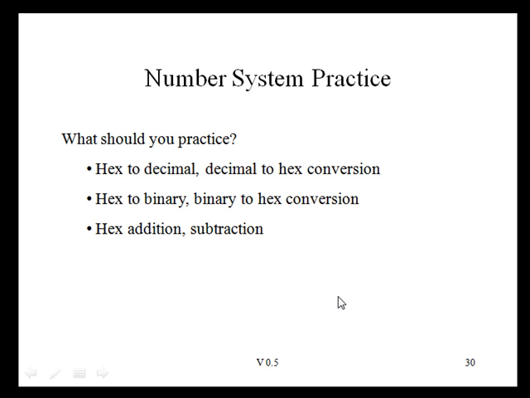So this concludes the lecture on number systems. So what should you practice in order to solidify this information? You should definitely practice hex to decimal and decimal to hex conversions, as well as hex to binary and binary to hex conversions, and particularly practice hex addition and subtraction skills. Just make up problems and do them, and then use the Windows calculator to check your work.